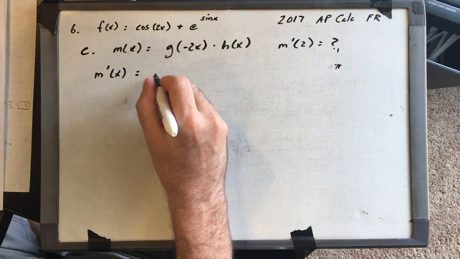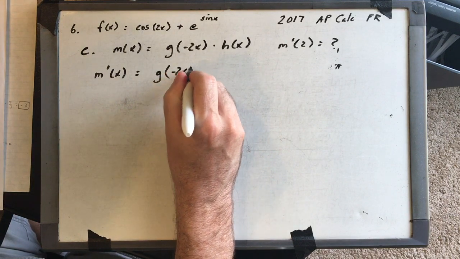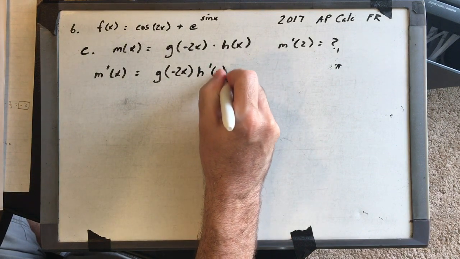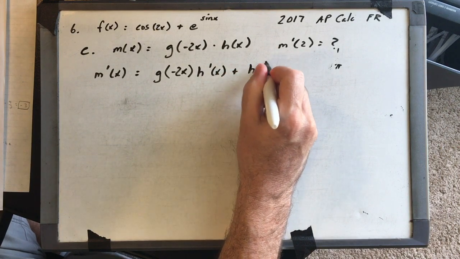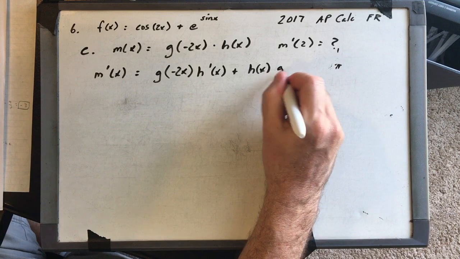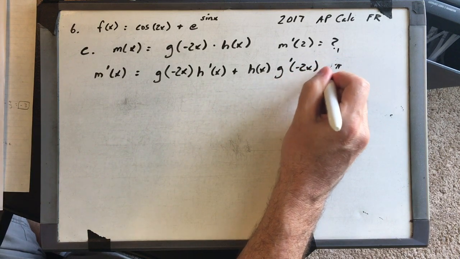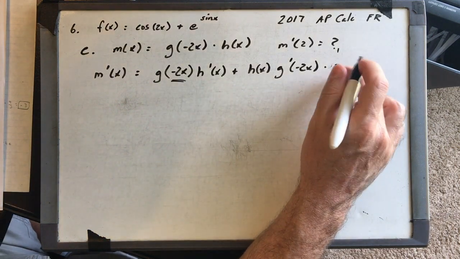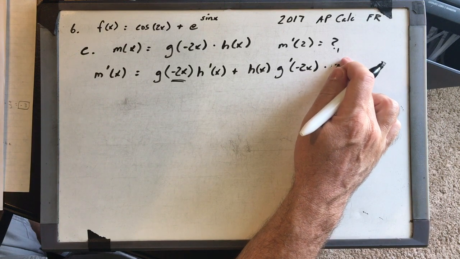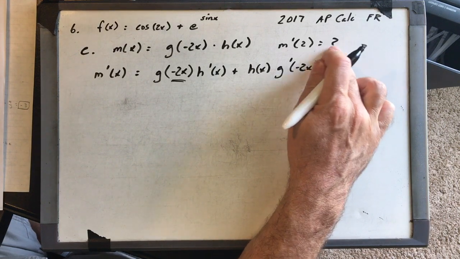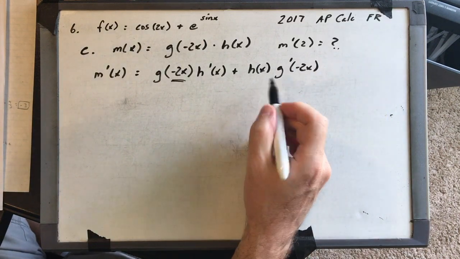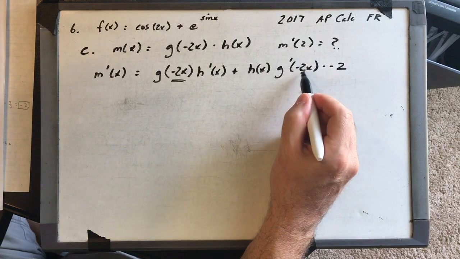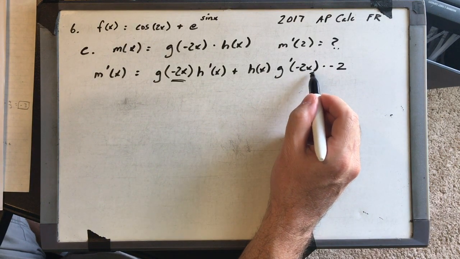The first, g of minus 2x. So we're going to be using the table for g in this one. Times the derivative of the second, h prime of x, plus the second, h of x, times the derivative of the first, that's g prime of minus 2x, times the derivative of that inner function. All right, the second times the derivative of the first, so times negative 2. So again, we're taking the derivative of negative 2x. That's the inner function. So negative 2.